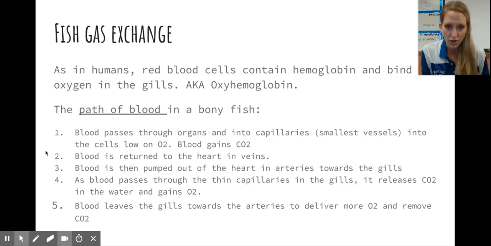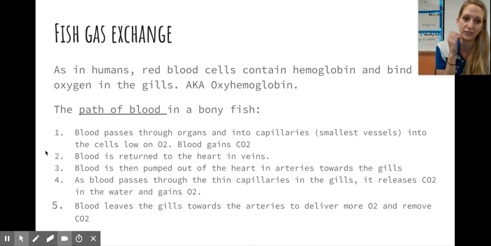The blood is returned to the heart in veins, because veins go back towards the heart. Blood is then pumped out of the heart in the arteries towards the gills, and the blood passes through the really, really thin capillaries in the gills. It's going to release the CO2 that it just gained and take on the oxygen that just got put through, as they either did pump ventilation or ram ventilation. And again, then the blood's going to leave the gills and go toward the arteries to deliver more oxygen and continue to remove carbon dioxide.